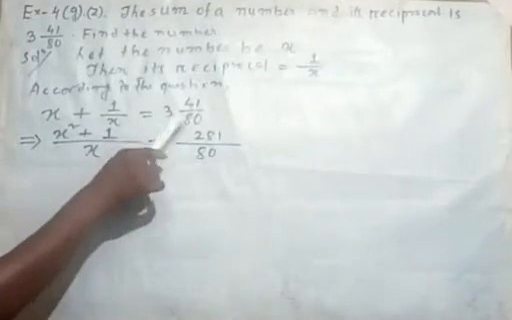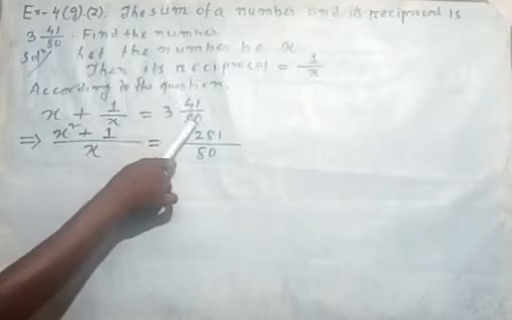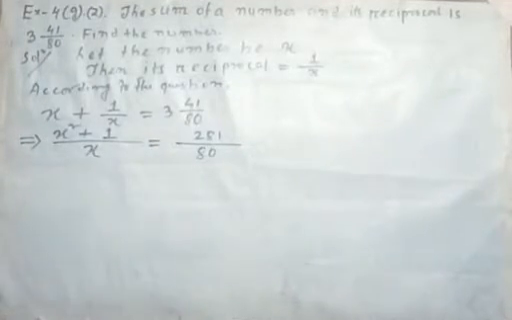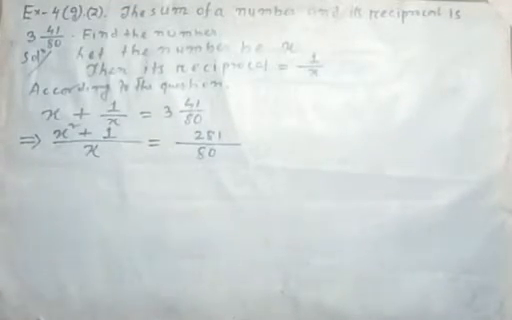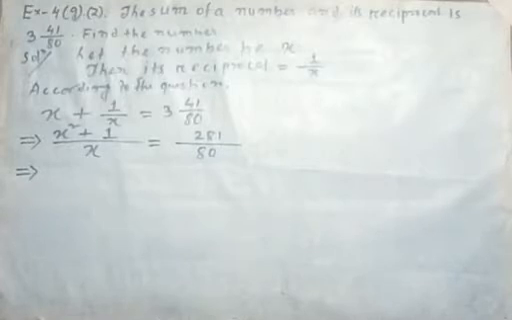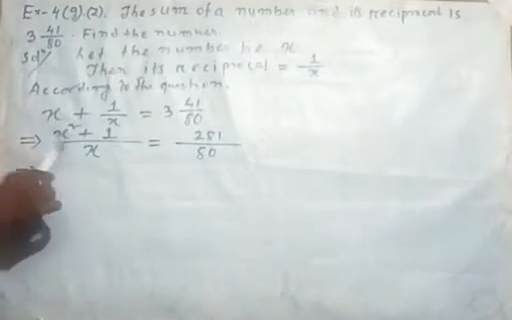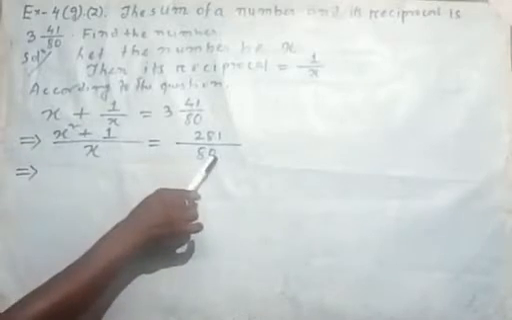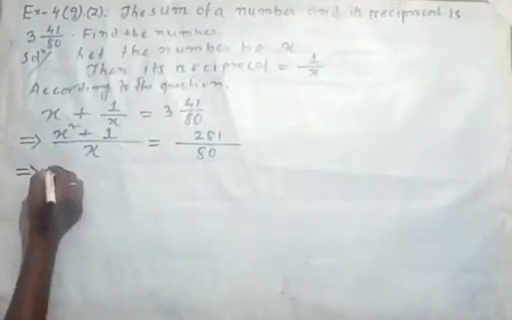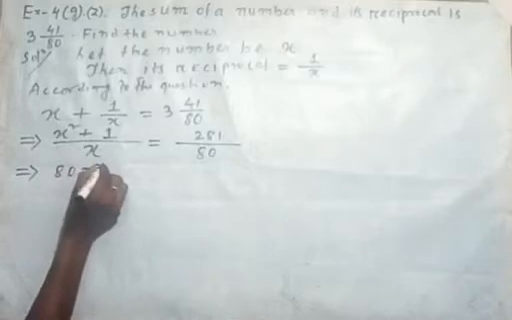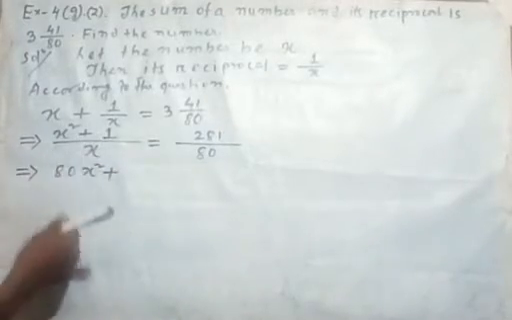Try to understand how I got it: 3 into 80 plus 41. 3 into 80 is 240, plus 41 is 281. This implies now we have to do cross multiplication. Left side numerator, right side denominator. So 80 into x square plus 1, that is 80x square plus 80 into 1, 80.